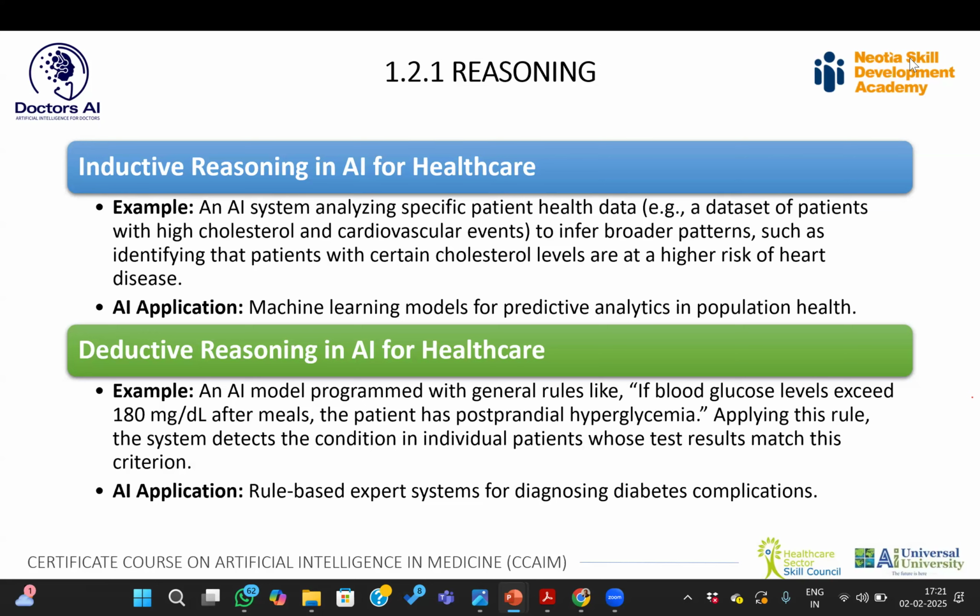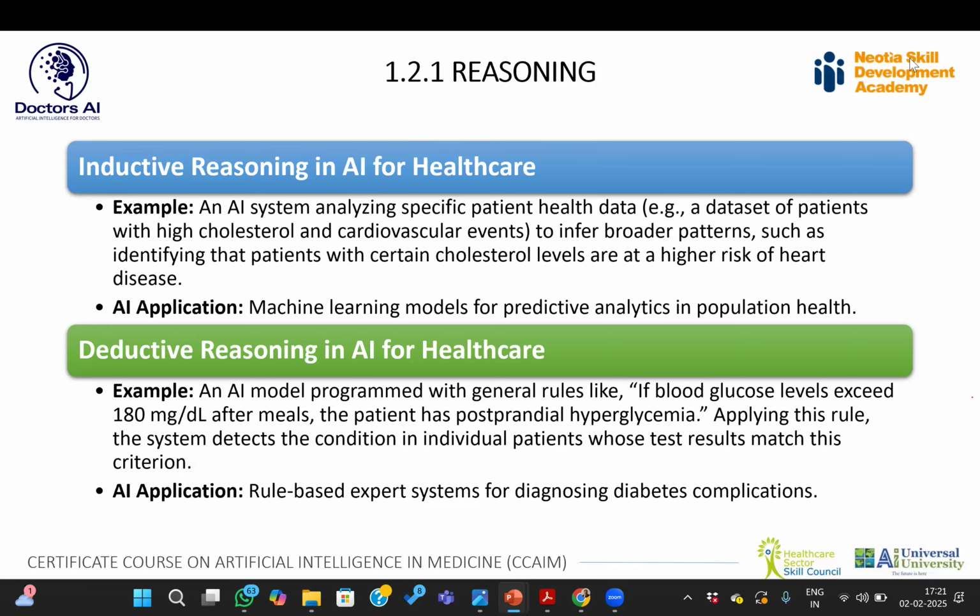Likewise, when you try to look at deductive reasoning, let's take an example here. An AI model has been programmed with a general rule, like if the blood glucose level exceeds 180 milligram per dL after meals, then the patient has postprandial hyperglycemia. So it is deducing a certain inference, right? Applying this rule, the system will detect whether the condition is present in an individual patient whose test result matches the criteria. So this becomes an example of a rule-based expert system.